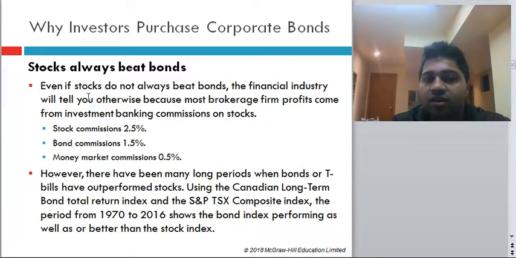Using the Canadian long-term bond total index and the S&P TSX composite index, that is the stock index and bond index, a big period from 1970 to 2016 shows that the bond index was performing better or as well as the stock index.